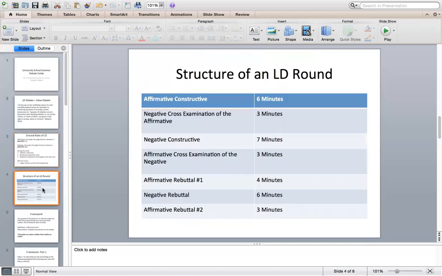How's the round set up? Well, the affirmative has the advantage of speaking first and last. So the affirmative will read their case, and that will take 6 minutes. And then the negative will cross examine the affirmative for 3 minutes. The negative will then read their case, but in addition to reading their case, they will also respond to the affirmative case. And then we'll have a cross examination, this time with the affirmative cross examining the negative.